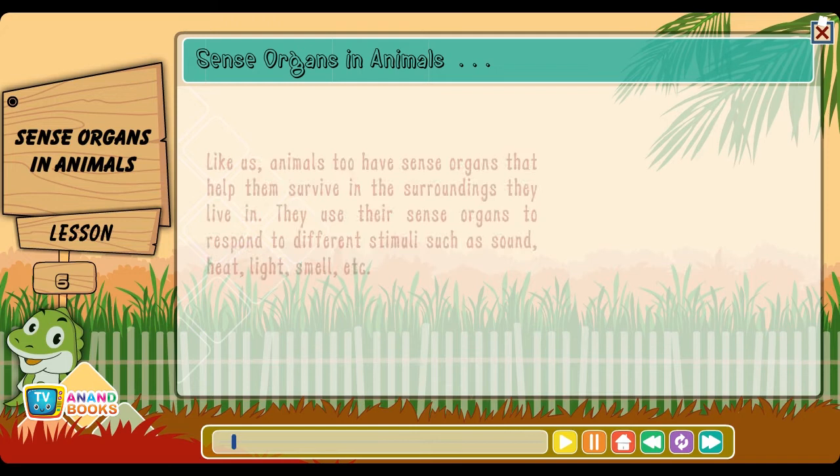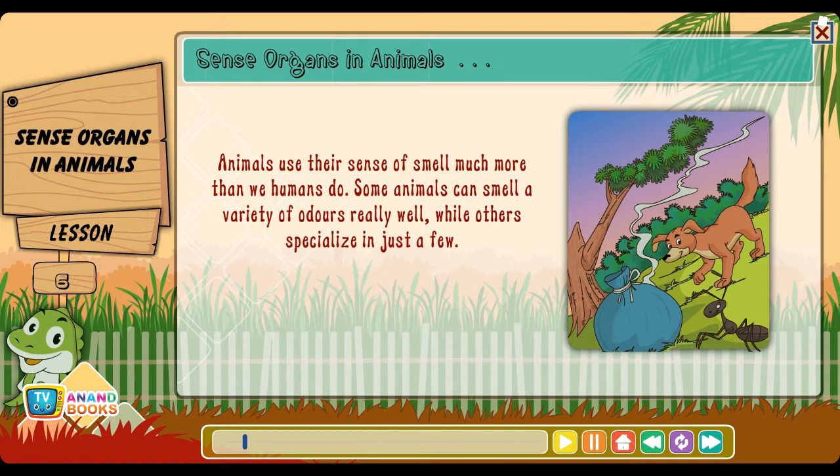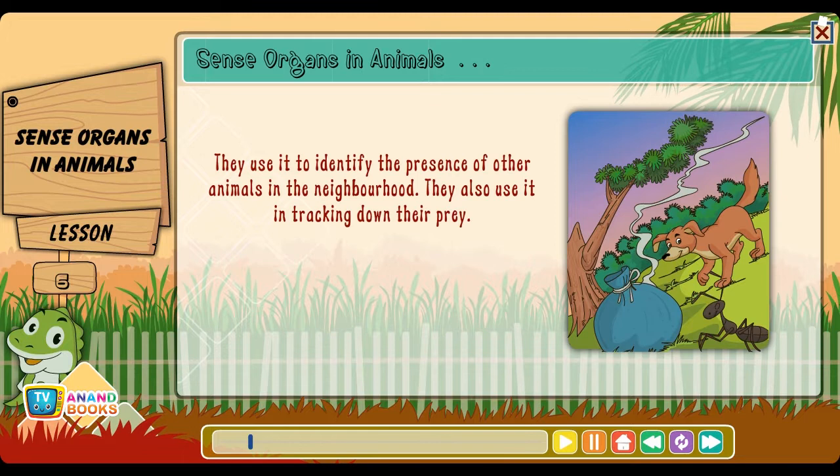Like us, animals do have sense organs that help them survive in the surroundings they live in. They use their sense organs to respond to different stimuli such as sound, heat, light, smell, etc. Animals use their sense of smell much more than we humans do. Some animals can smell a variety of odors really well, while others specialize in just a few. They use it to identify the presence of other animals in the neighborhood. They also use it in tracking down their prey.